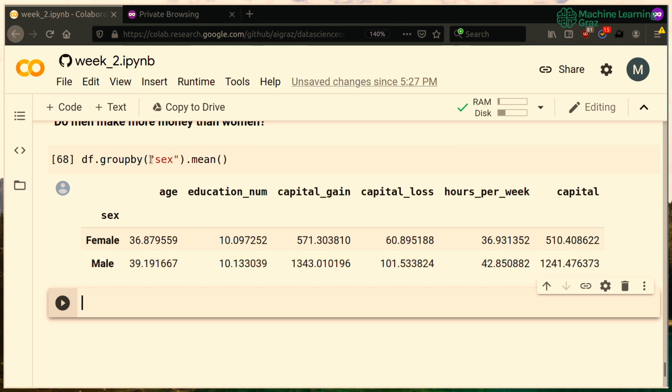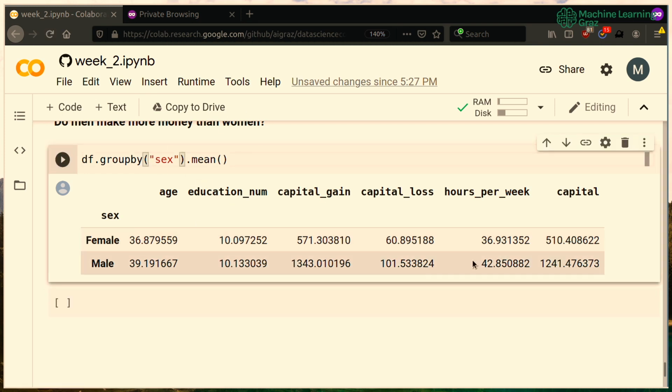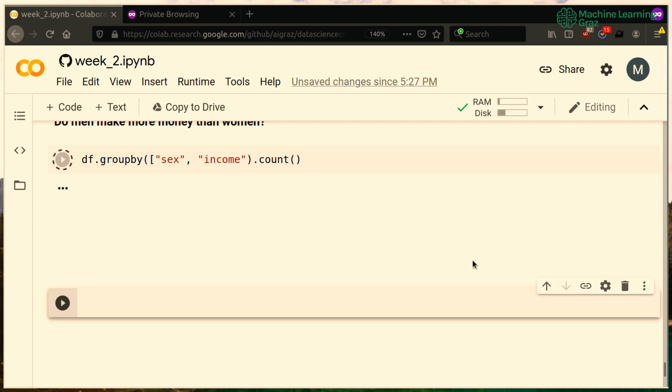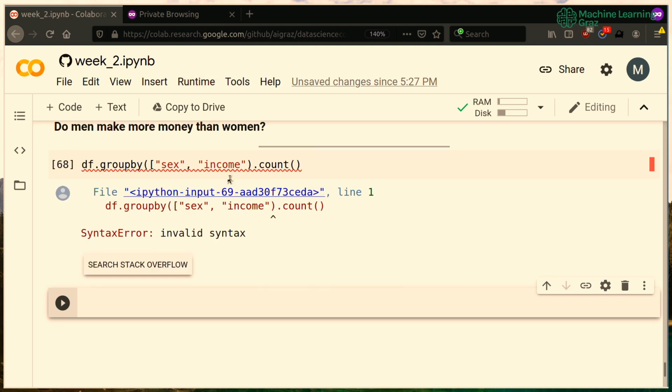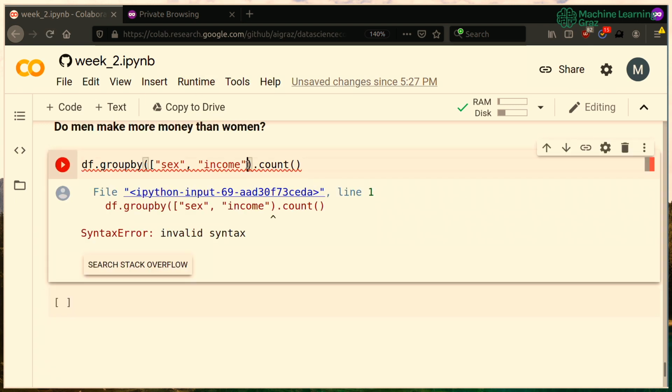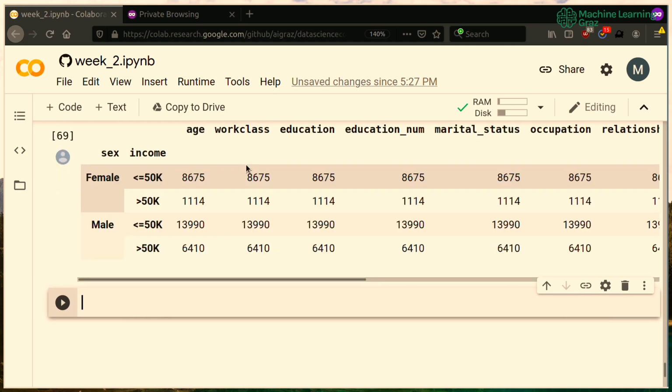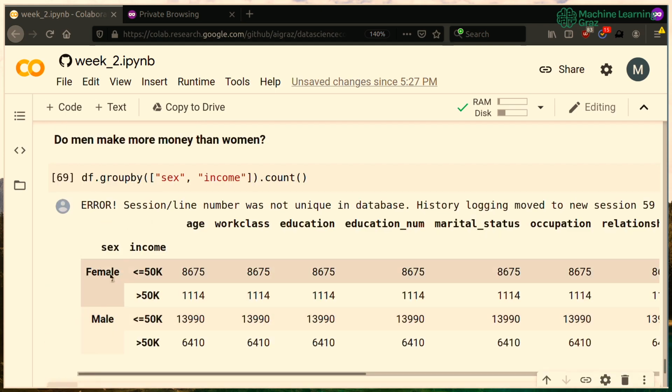But I'm not interested only in sex. I'm interested also in income. So first, I can do a double indexed group by, which is sex and income. And I'm going to get the count. The count will give me the number of people with a certain sex and their income. So here I can see for female with under $50,000, we have around 8,600 entries.